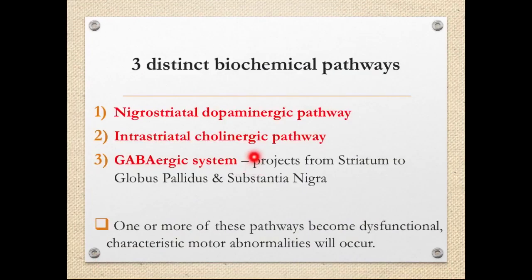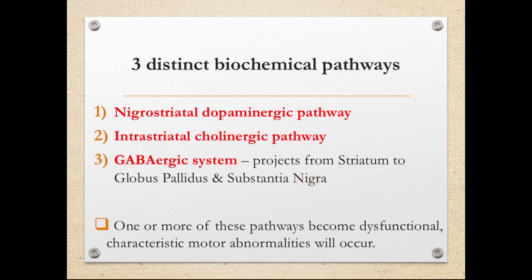Yes, three distinct biochemical pathways. One is the nigrostriatal pathway, that is dopaminergic. From the substantia nigra pars compacta, it goes to the striatum. The second one is the intrastriatal cholinergic pathway, as I said just now. These acetylcholine neurons communicate within the striatum itself. And the third one is the GABAergic system. It projects from the striatum to the globus pallidus and substantia nigra pars reticulata.